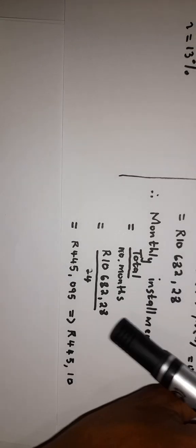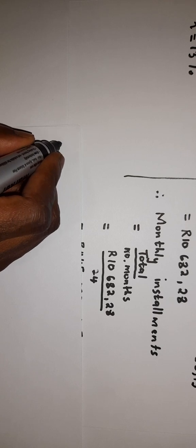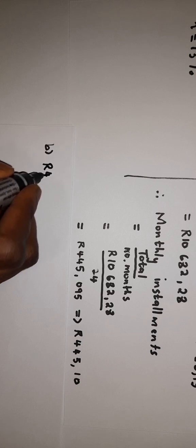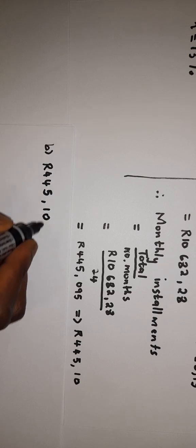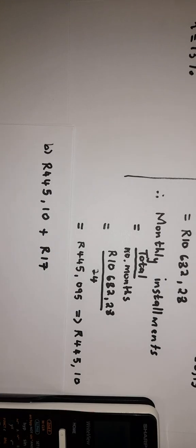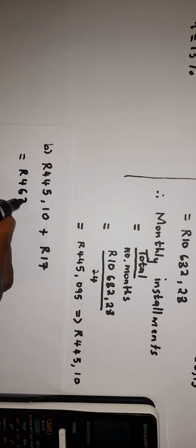Right, the second question is calculate his new monthly installment with the insurance, and we remember the insurance was charged at 17 rands. Right, so how much is he actually paying with the insurance? So with the insurance, it's going to be his monthly, which is 445 rands and 10 cents plus the insurance of 17 rands. Right, and then we find that per month Tabo will be paying 462 rands and 10 cents.